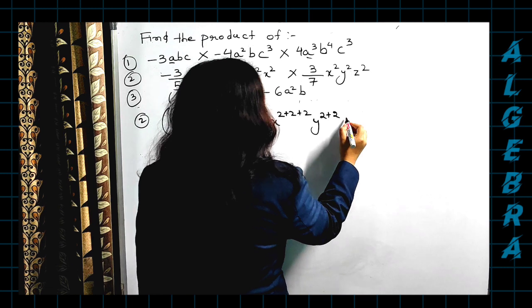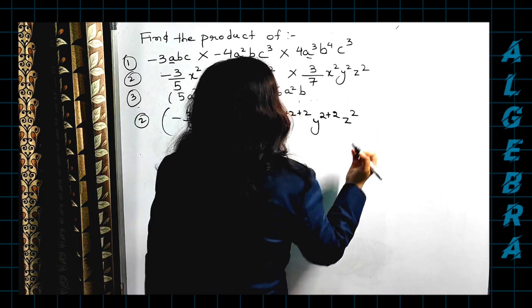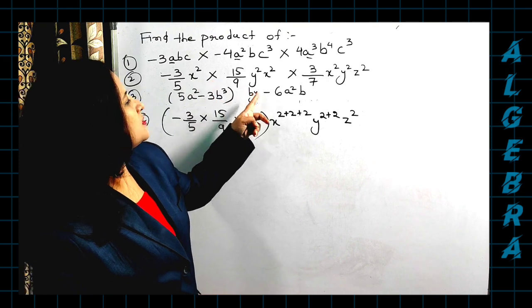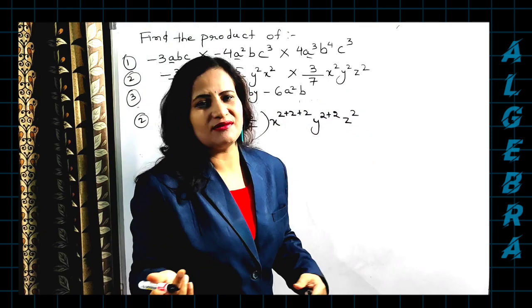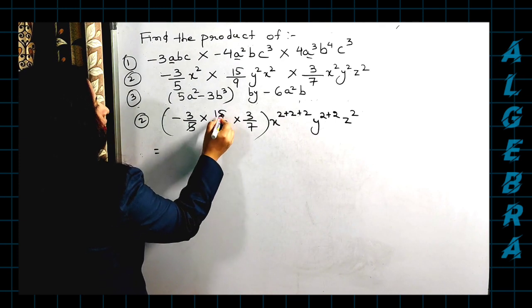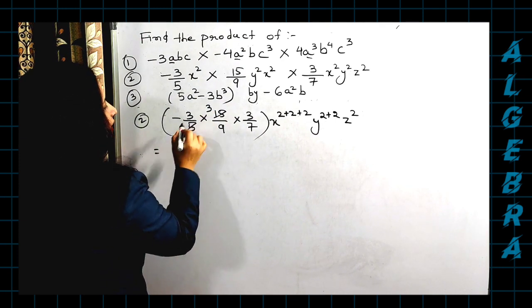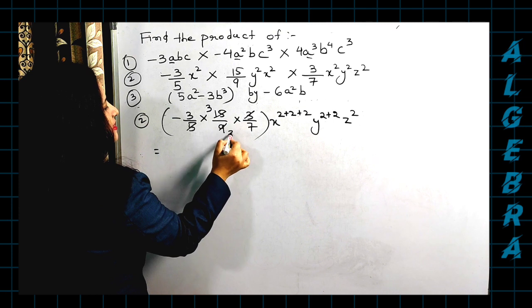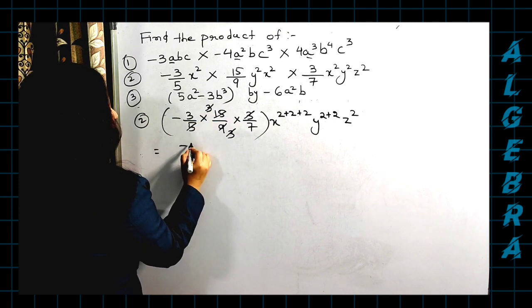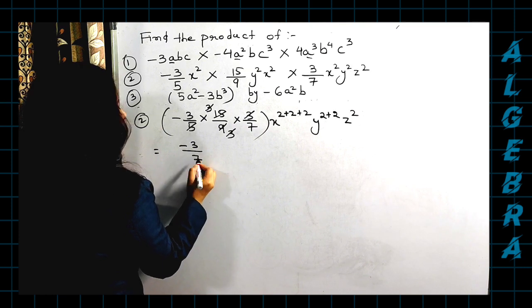Now Z is single. Only one Z we are having. In the first two cases there is no Z. Only in the last case we are having one Z. That we will write as it is. So let us solve it. 5 3s are 15. 3 3s are 9. 3 3 cancels out. The remainder is minus 3 by 7.